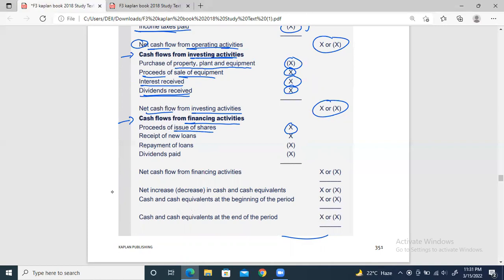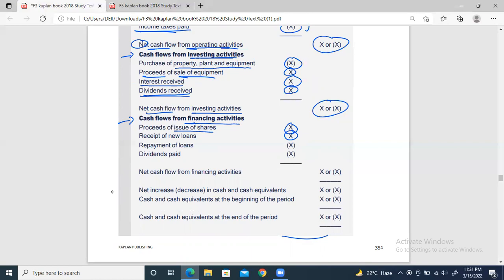Now, receipts of new loans. Obviously, if we are receiving loans as well, it depends. Some companies take loans. Some companies take both of the things. Some companies only issue shares, right? So this is also part of financing, because in loans, we are also receiving cash.